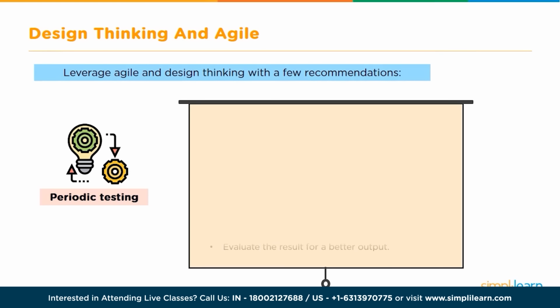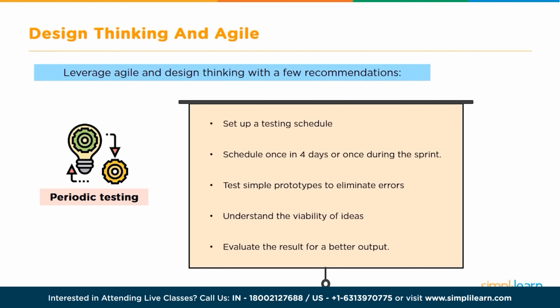Finally comes periodic testing. Based on the characteristics of the project, set up a testing schedule. The time can be scheduled once in 4 days or once during the sprint. Test simple prototypes to eliminate errors and understand the viability of ideas during the early stages. Test the working software and evaluate the result for a better output.